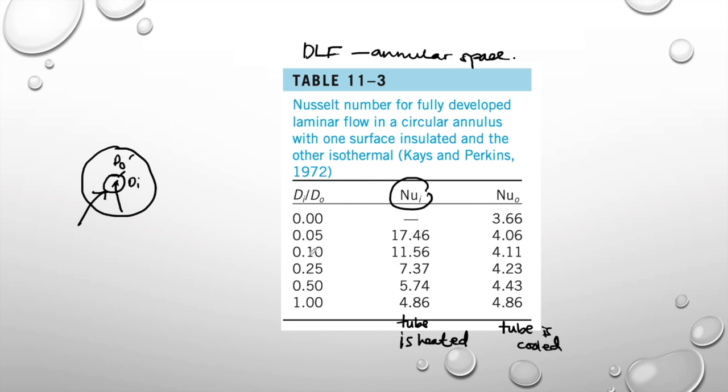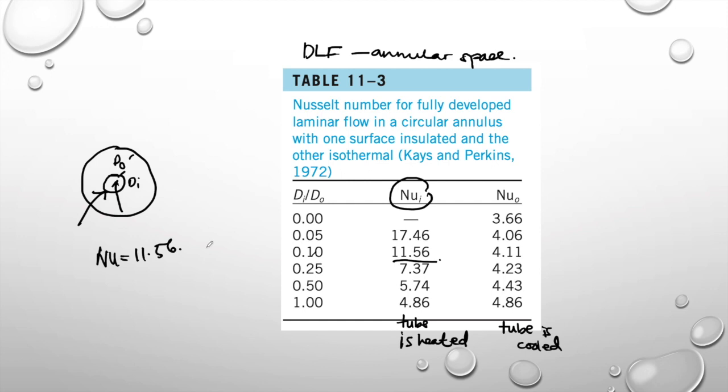For example, you get 0.1 for di over do, and you find that the tube is heated, therefore you will directly use this Nusselt number. At 0.1, the Nusselt number is 11.56. So you will directly use the Nusselt number given in this table. That is only the condition where developing laminar flow exists for the annular space.